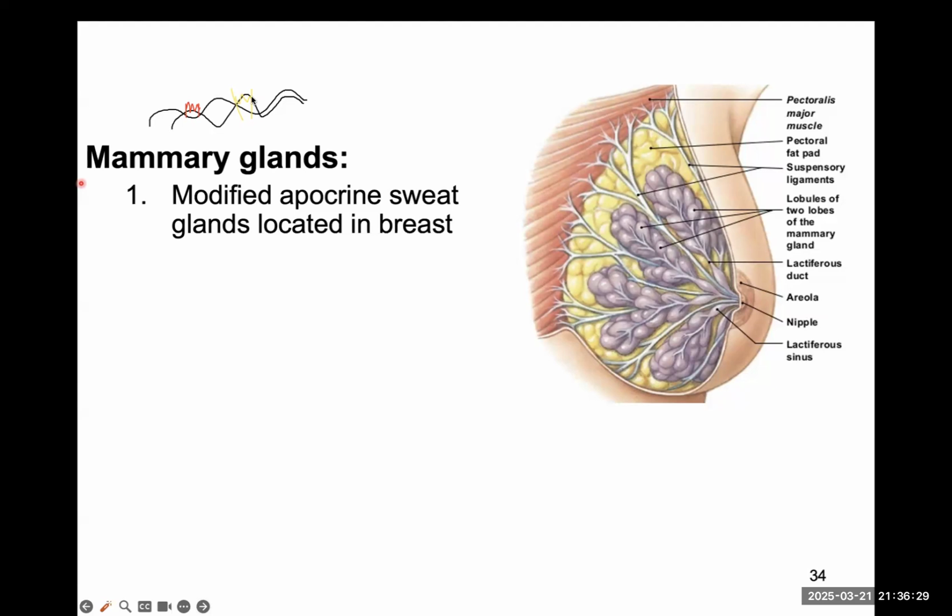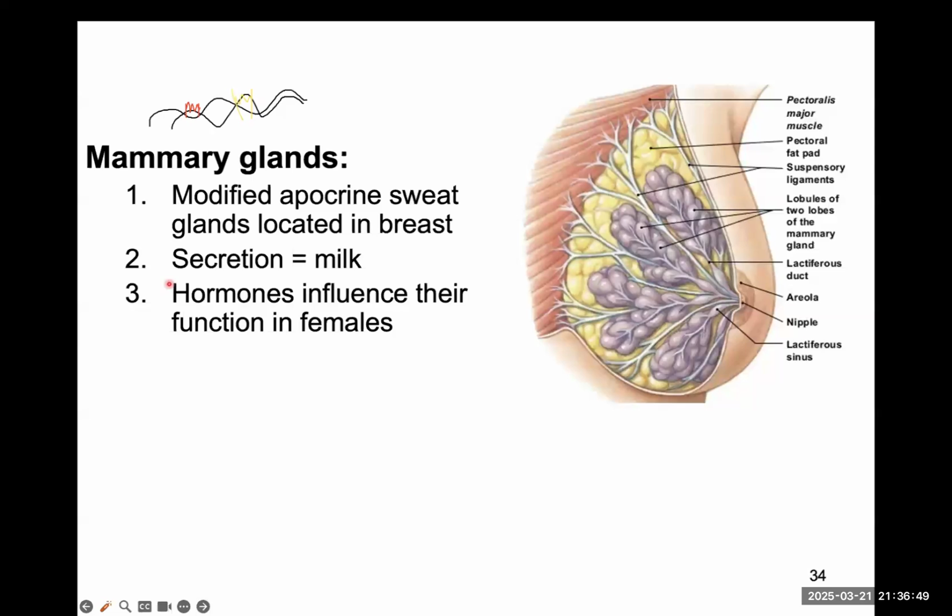So what else can you do with it? Well, you can modify it to make milk. So mammary glands are modified apocrine sweat glands that are located in the breast, and they secrete milk. So apocrine glands are making milk now. Then there are hormones for reproduction, and those are the ones that stimulate production of milk in females. And also mechanical stimulation can do that. So breast also produces milk.